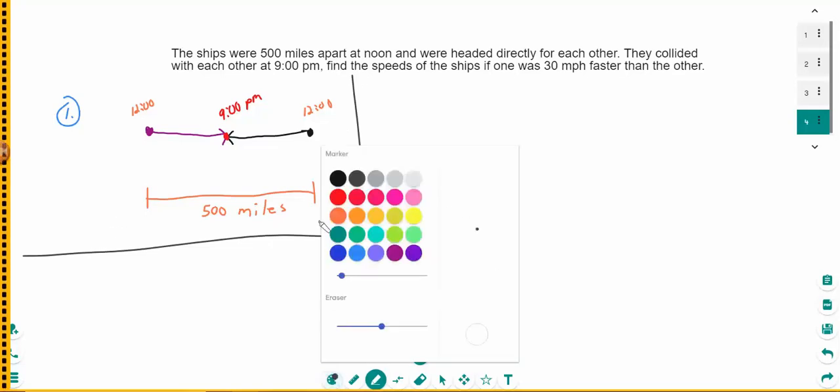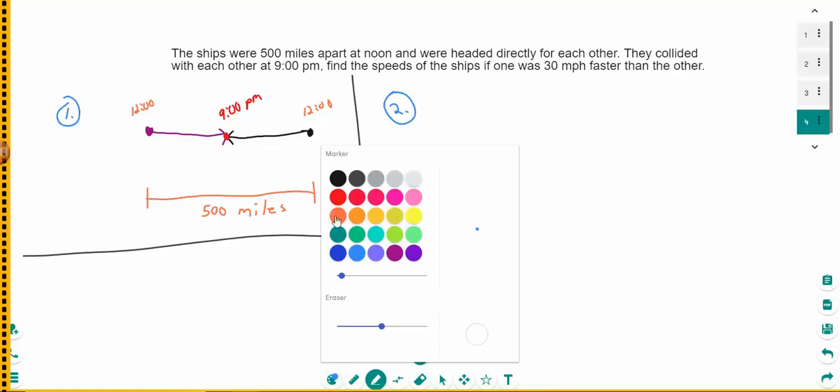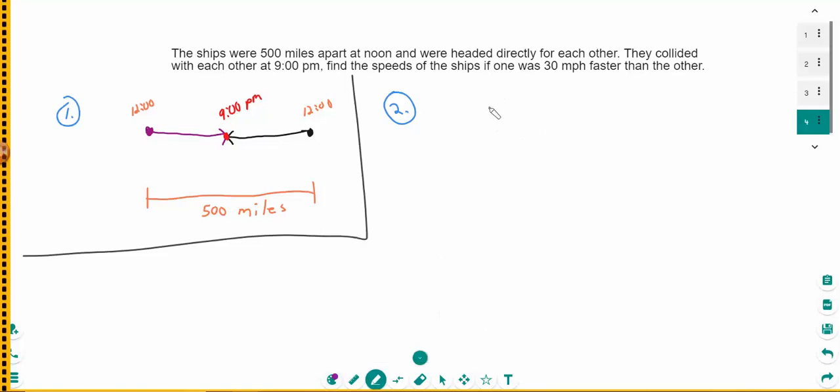Now let's go to our step number 2, which is to pull out any information that they give us. So we have our variables, and we'll call the first ship, ship number 1. Okay, so what do we know about the first ship? Well, let's do distance equals rate times time. So the distance of ship number 1 is equal to the rate of 1 times the time of 1.